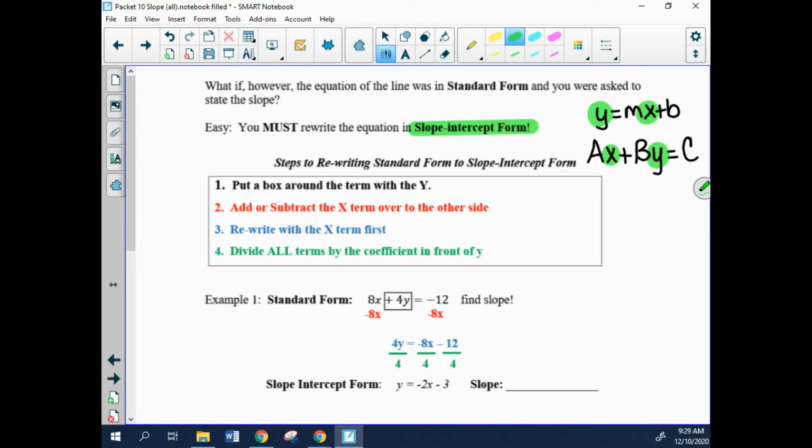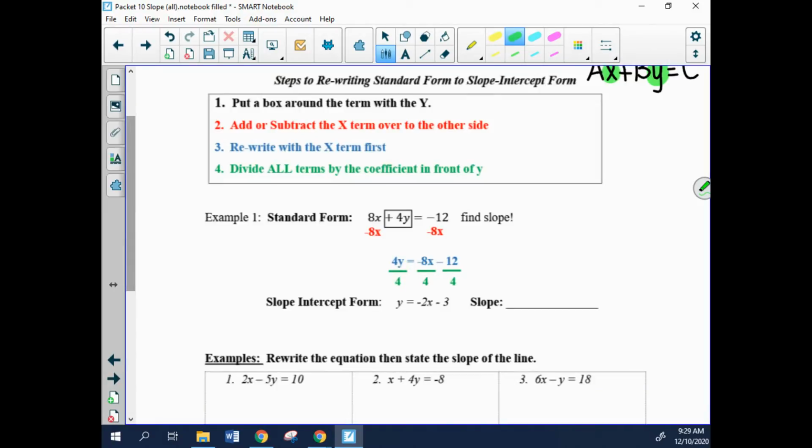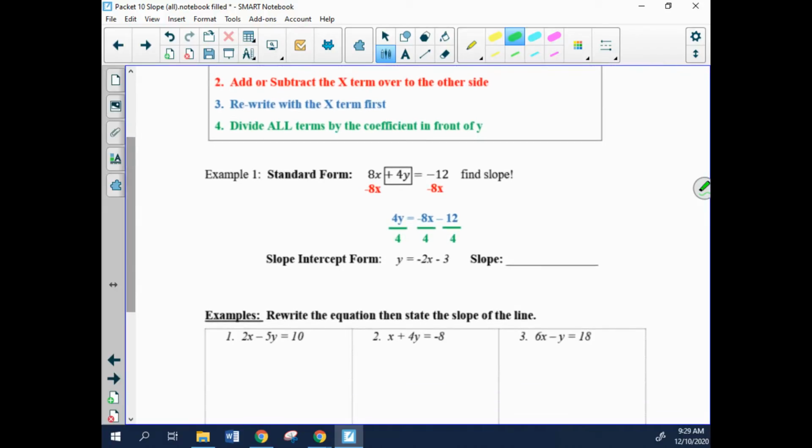So here are our steps to rewriting standard form to slope-intercept form. First, we're going to put a box around the term with the y. We're going to add or subtract the x term over to the other side, and we're going to rewrite it, making sure we put the x term first. Finally, we're going to divide all the terms by the coefficient, or the number that's in front of y. So let's do this one together.